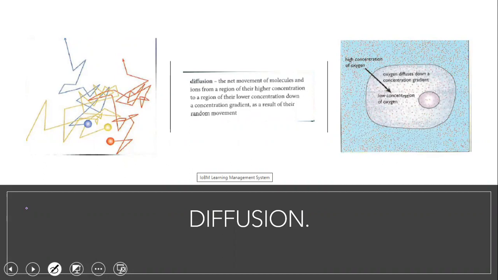That's it. But there is a certain condition which is known as decompression sickness. Does anybody here know what decompression sickness is? Does anybody have any idea?